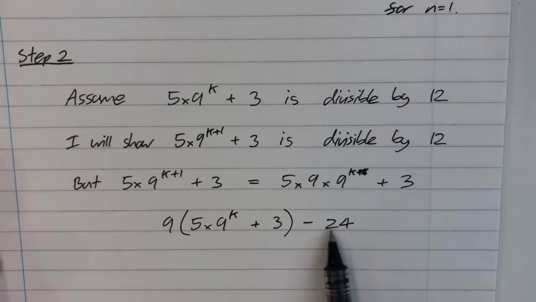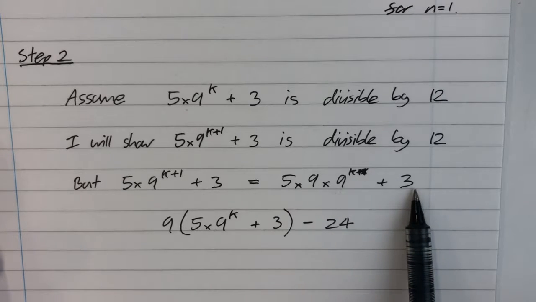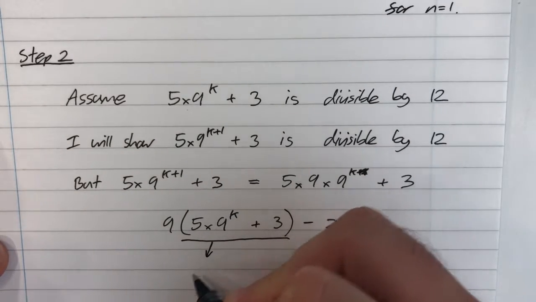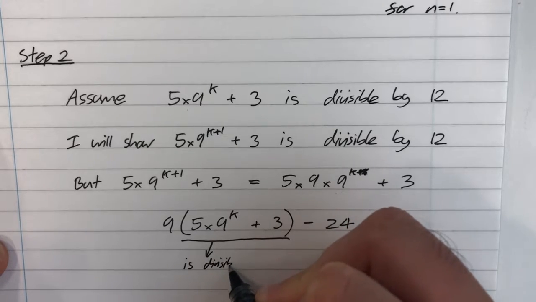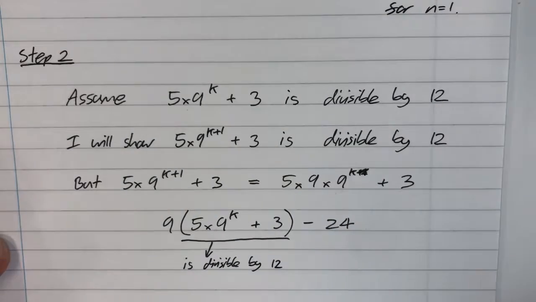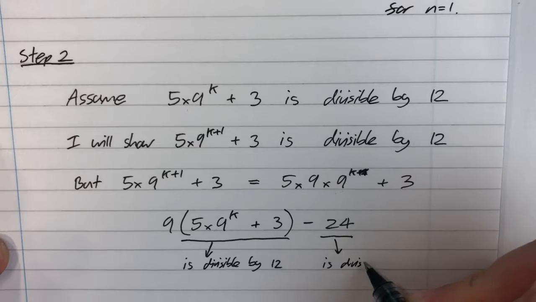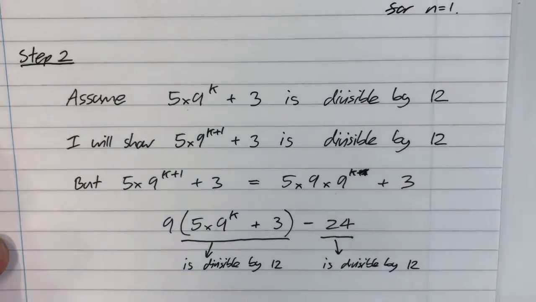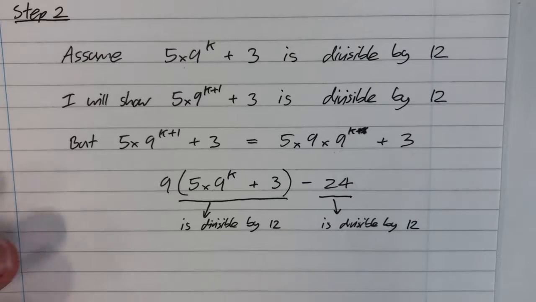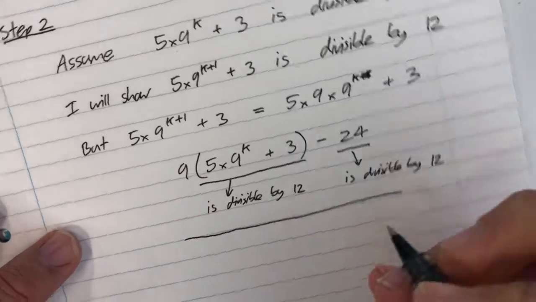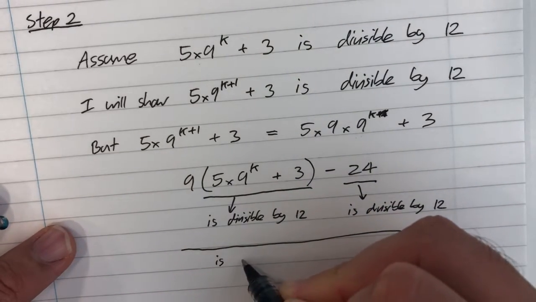Now, this expression is exactly the same as this expression. Now, by my assumption, this is divisible by 12. Okay, so I've used my assumption now. 24, well, that's divisible by 12. Okay, there we go. So they're both divisible by 12. And if you add two numbers together, or subtract two numbers in this case, that are both divisible by the same number, then the whole thing is divisible by that number. So because both of those terms are divisible by 12, then this whole thing is therefore divisible by 12.